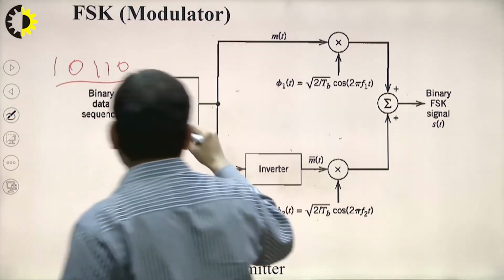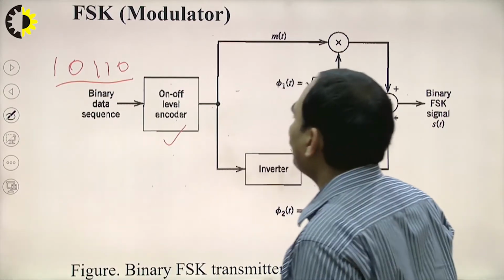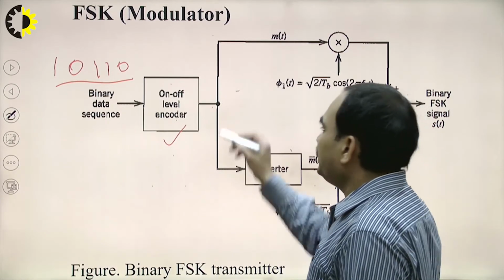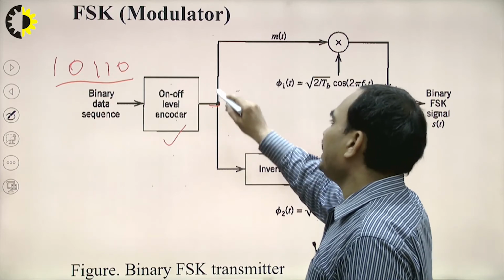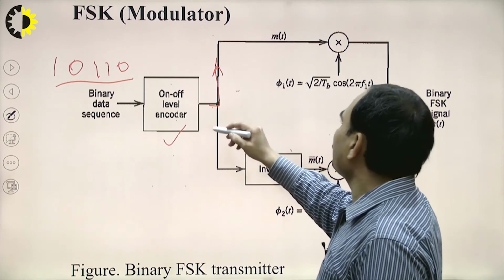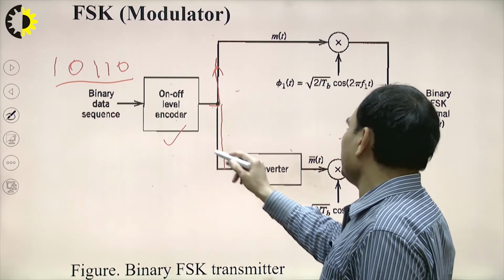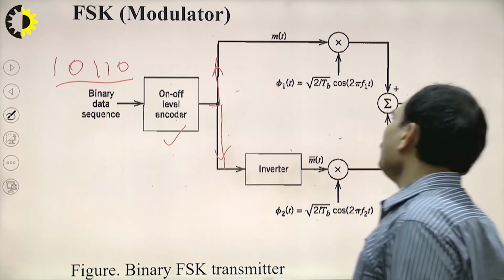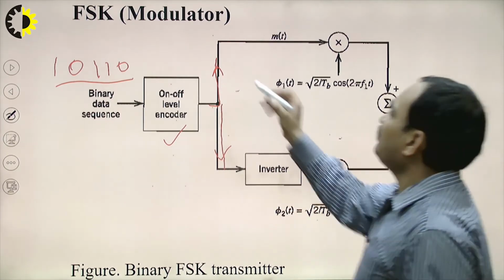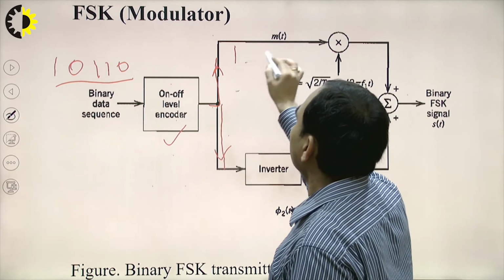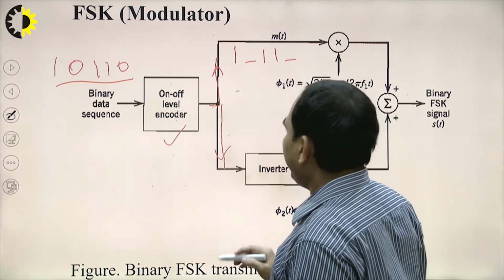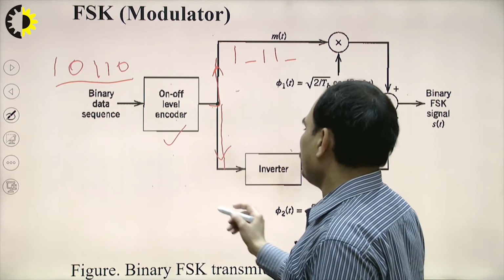Now using the on-off level encoder, this encoder will split into two levels. If we have a 1, it will be passed to this path. If we have a 0, it is passed to this path. Here we can see we have the stream of ones, and here we have the stream of zeros.